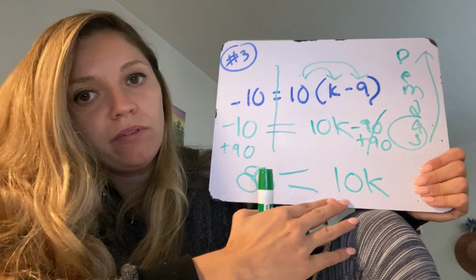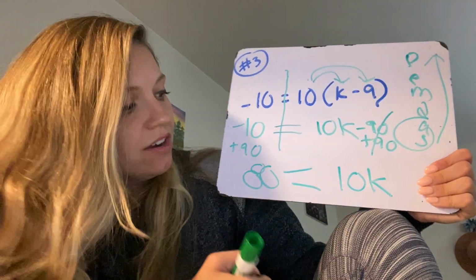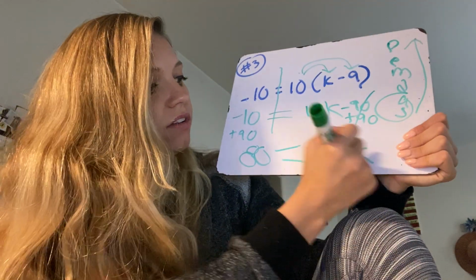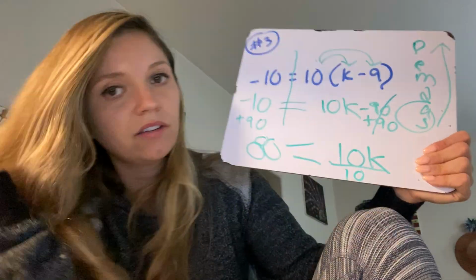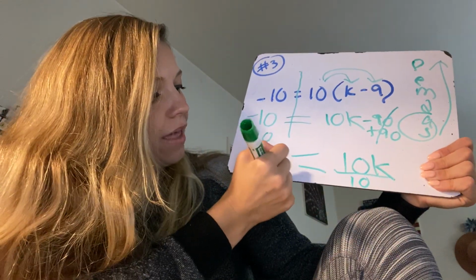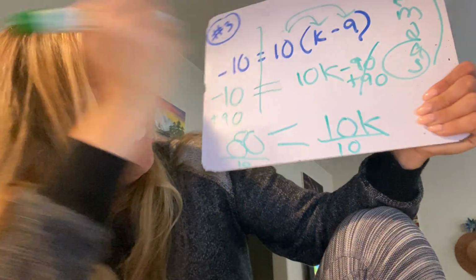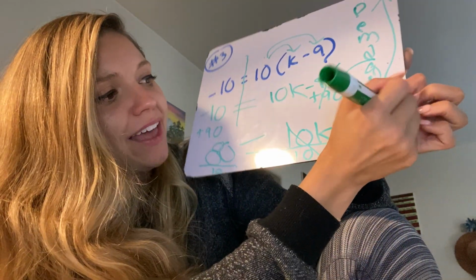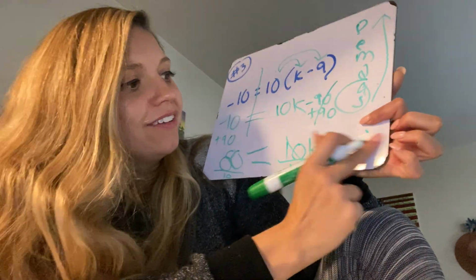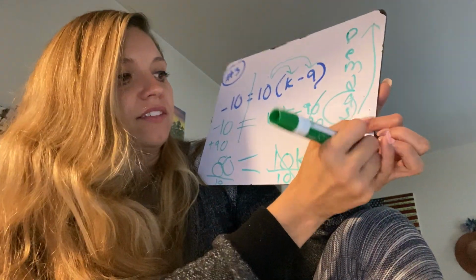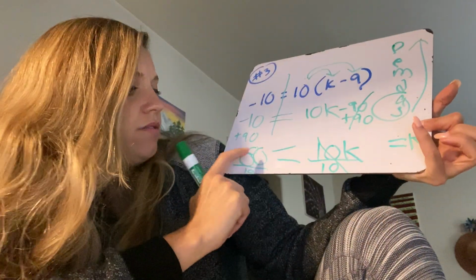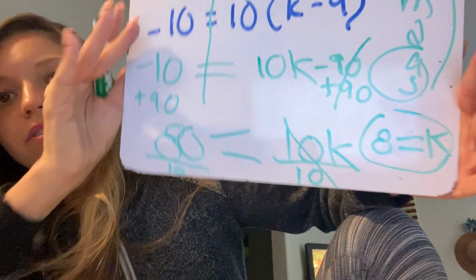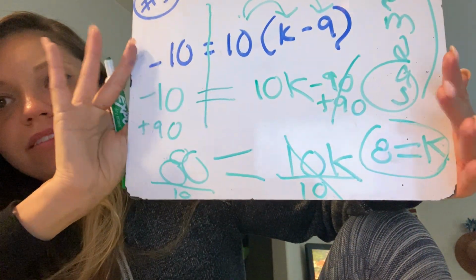All right, so here we have 10k equals 80. We are almost there. We just need to isolate k, so we have to do the inverse of 10 times k, which is divided by 10. So we're dividing. So the side with the variable cancels. I'm just going to rewrite this over here. So yeah, k is on this side. K equals 80 divided by 10 is 8. So 8 equals k, which is the same as k equals 8.